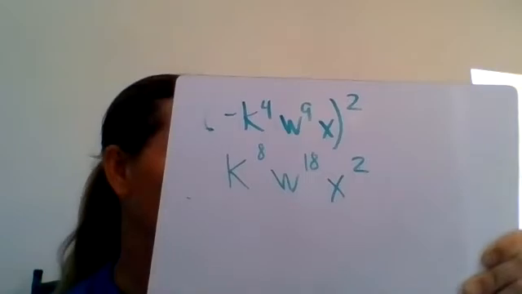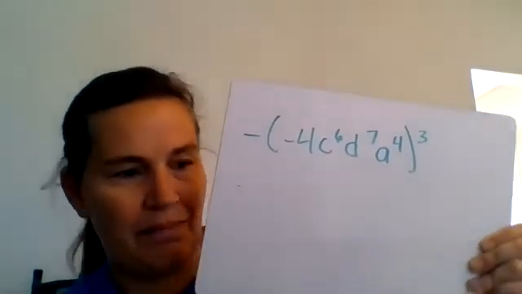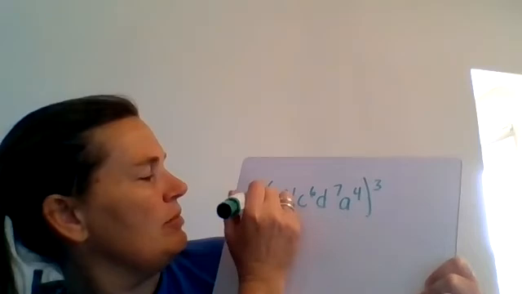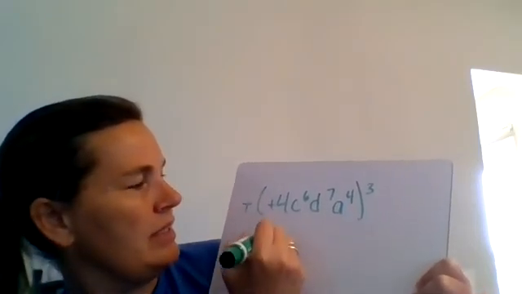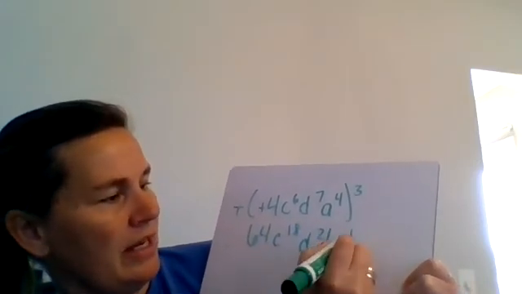Only other one I want to go over with you is the next problem, number 4, just because it has a negative on it. Again here, I have negative, negative. So again, that's just going to end up being a positive answer. So I would do the exact same thing. I'm just going to make these both positive because they're negative, negative. 4 to the third is going to be 64, c to the 18th, d to the 21st, a to the 12th.